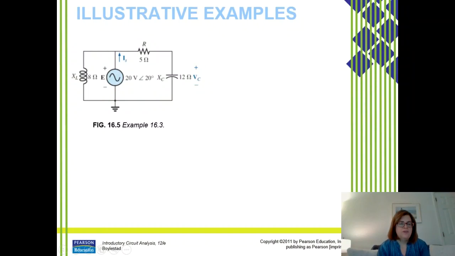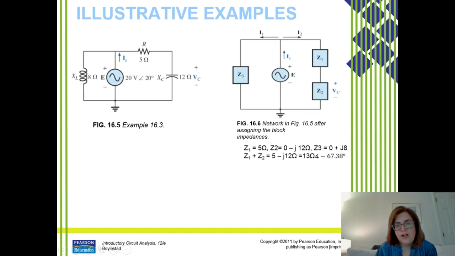So here we have a 20-volt source. We've got an inductor in one branch and a resistor and capacitor in the other branch. If we looked at block impedances, we've got Z3 over here, that's our inductor. Z1 is our resistor, and Z2 is our capacitor. So what we see is that we've really got a parallel circuit with a series element.